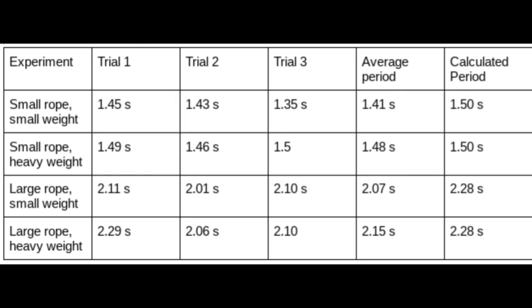As can be seen in this table, the periods calculated with our formula are very close to the actual periods found throughout our experiments. Furthermore, the periods of the ropes with different weights on them are also very close. This shows us 2 things. Firstly, that the formula can be used to accurately calculate the period of a pendulum, and secondly, that the weight at the end of a pendulum does not affect the period of the pendulum's oscillation.